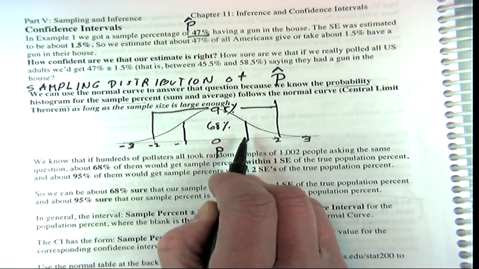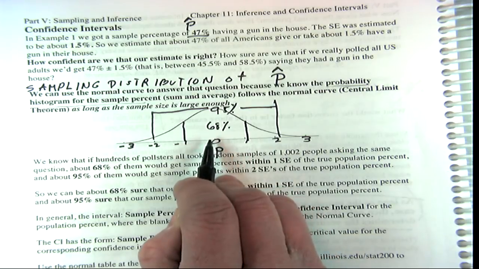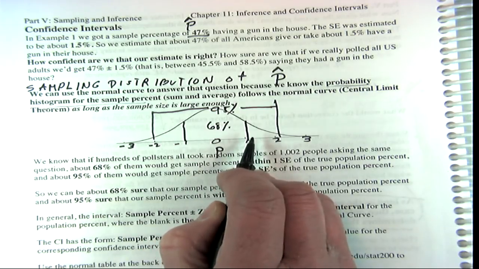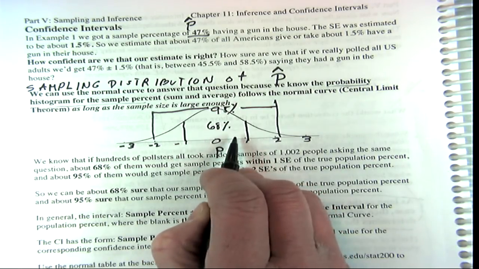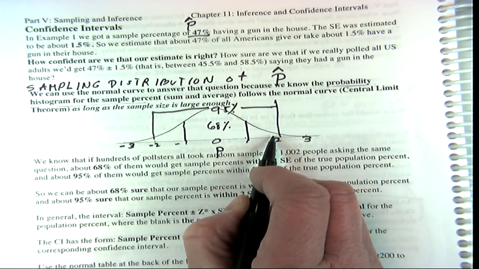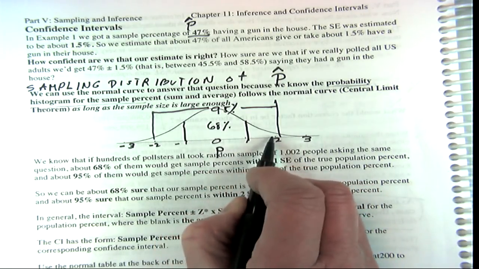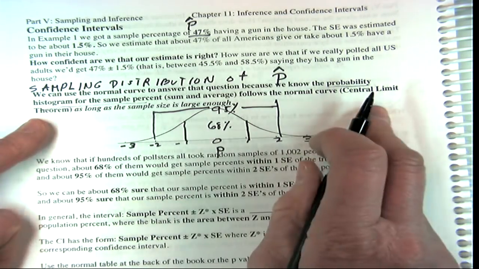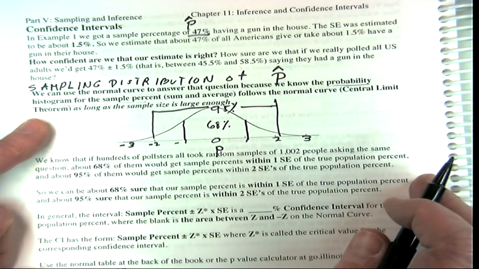So even if it's on the edge, if we want one standard error, we'd capture it. But if it's out here, we wouldn't. Same here. Like 95%, even if it's right at the edge, right here, if we went 2 standard errors over, we'd capture it. Okay? So that's what we mean by that.